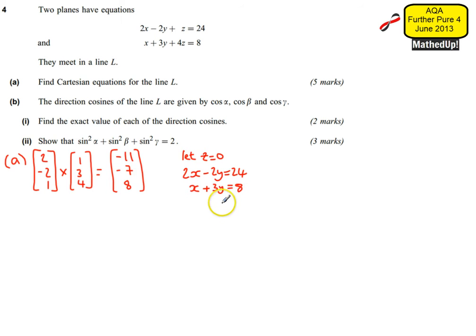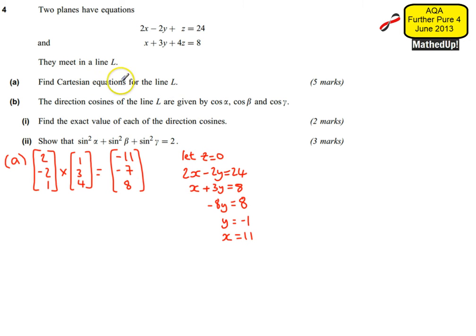Okay, so if I now solve these simultaneously, I'm going to take two lots of this equation from the top equation. So 2x take away 2x is no x, negative 2y take away 6y is negative 8y, and 24 take away 16 is 8. So that tells me that y is going to be equal to negative 1 and x is going to be equal to 11. Okay, so x plus negative 3 is equal to 8, so x is equal to 11. Okay, so that means that it goes through the point 11, negative 1, 0.